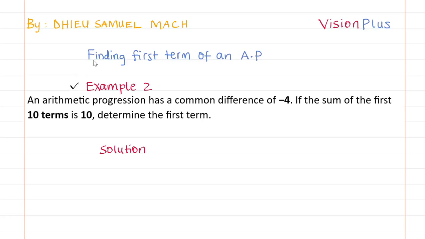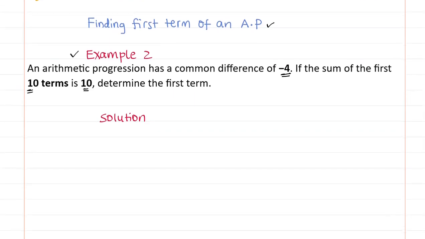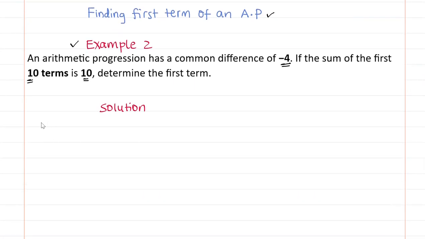Example 2, under finding the first term of an AP. An arithmetic progression has a common difference of -4. If the sum of the first 10 terms is 10, determine the first term. The formula that we are using is the first formula, that is the sum of n terms equals n over 2 into 2a plus n minus 1 times d.